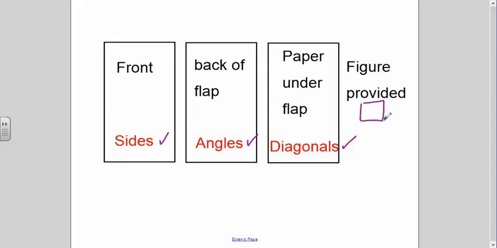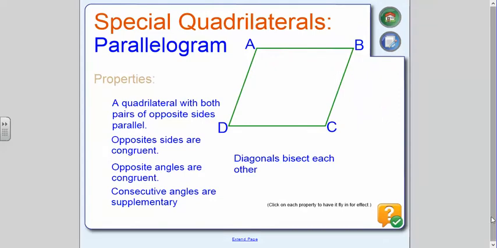The order doesn't really matter. Just put it in the order that you have it pasted into your notebook. It might be different than the order on these notes, but that's okay. So the first quadrilateral is a parallelogram.